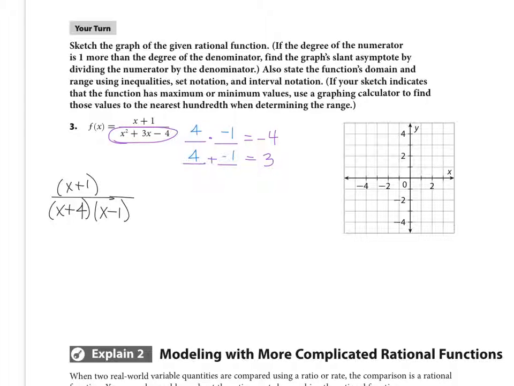Okay, so we're going to look at our excluded values. At the bottom, this is going to be x cannot equal -4. The next one's going to be x cannot equal +1. And because none of that is canceling with the factor on the top, these are both going to be asymptote type excluded values. Okay, so we're not going to graph that. These are going to start getting a little more complicated when we graph them.